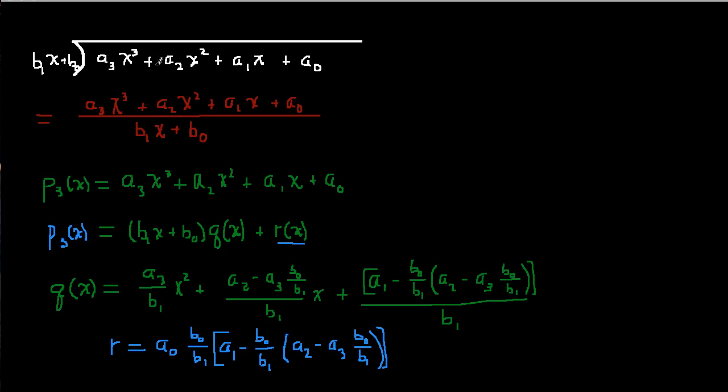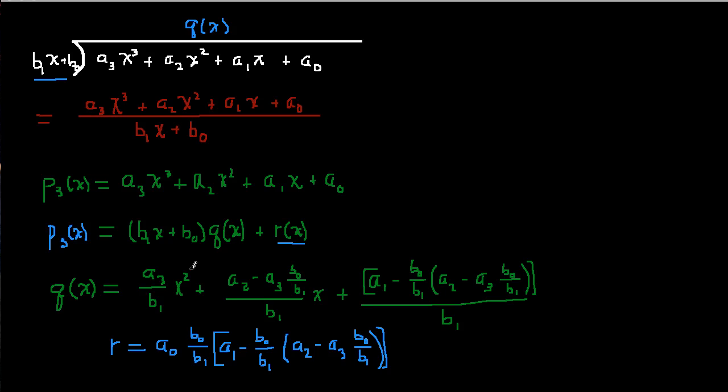So if we were doing this long division here, the q of x would be the term we would get in the top of the division, and then we would get the remainder after we go through the process of the long division. So we can always write p3 of x as being the product of this factor times q of x plus the remainder.